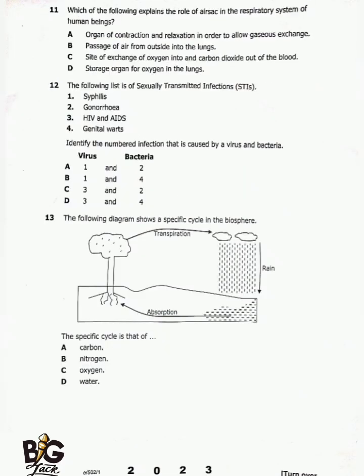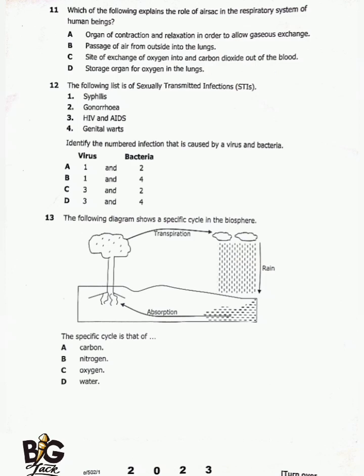Then as for question 11, question 11 is saying, which of the following explains the reason of air sac? Do you know air sac? They are found in the lungs, in the respiratory system of human beings. So the air sac provide the site of exchange of oxygen into and carbon dioxide out of the blood. So the correct answer here is going to be C. When you talk of the site, it is more like the place where the exchange of oxygen and carbon dioxide takes place.